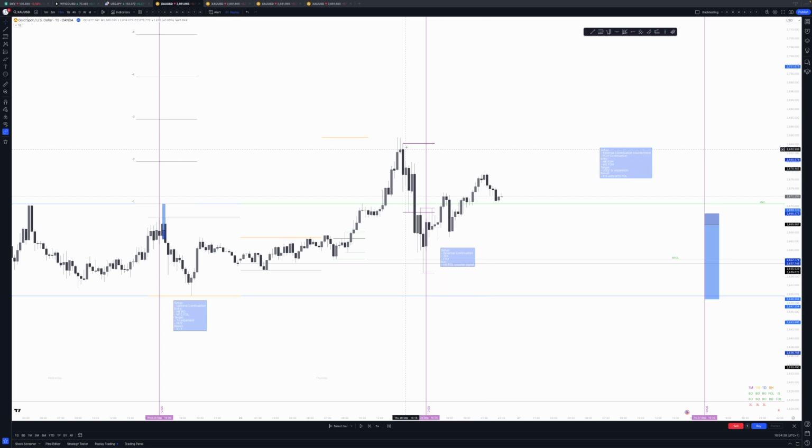I mean, you could have taken it here early in the session, but this is pretty risky. You don't know how far this comes back down, because here is the daily breakout level, so it might also reverse already there.